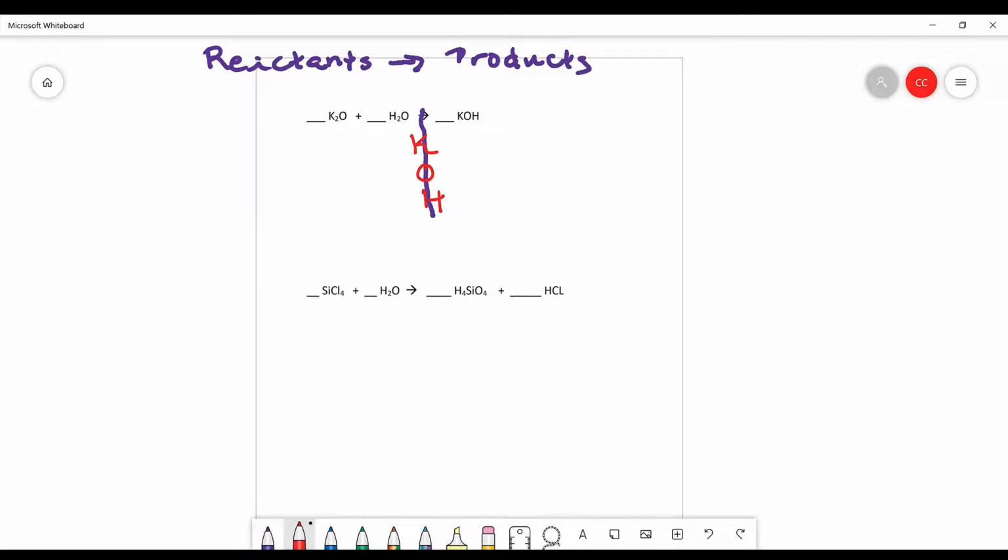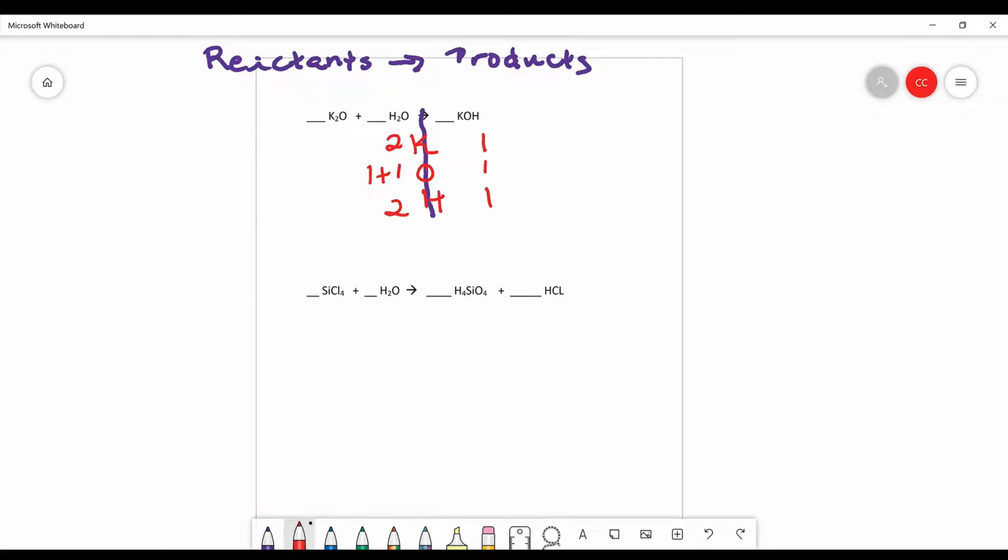So when I do these, we have 2 potassium, we have 1 oxygen plus 1 oxygen. You're going to find that at some of these it's easier to do if you separate how many you have in each place. And then we have 2 hydrogens. On the product side, we have 1 potassium, we have 1 oxygen, and 1 hydrogen.